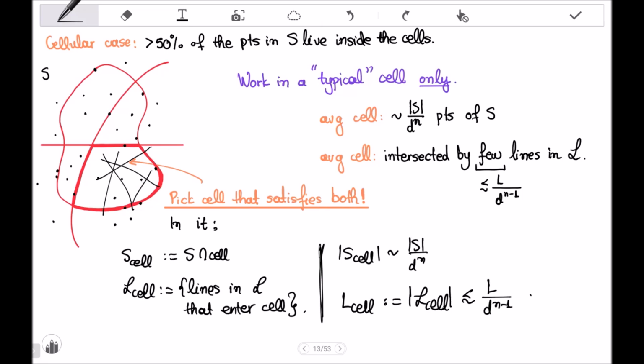That's one idea here. For instance, if you know that your degree is bigger than some big constant, then this upper bound on the number of lines in the cell is smaller than the number of lines. The number of lines that cross this typical cell is strictly smaller than the total. So maybe you can do induction on the number of lines.